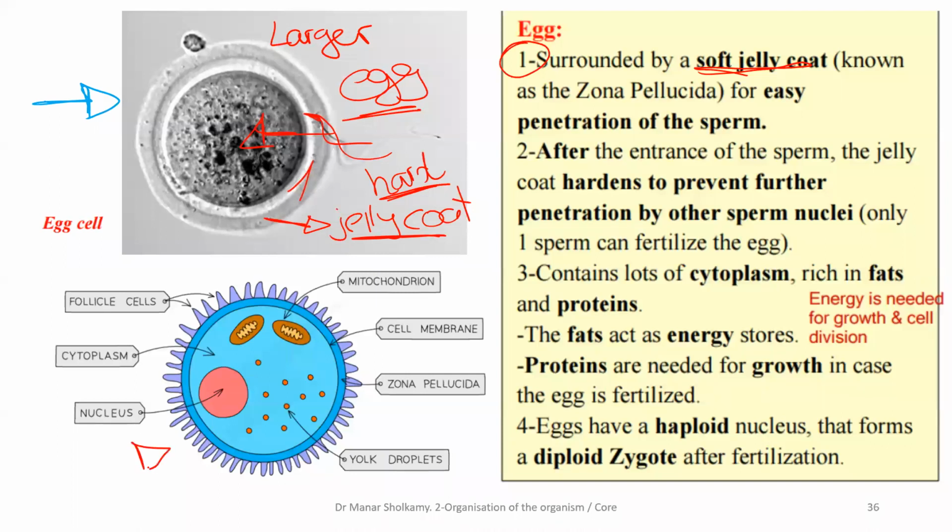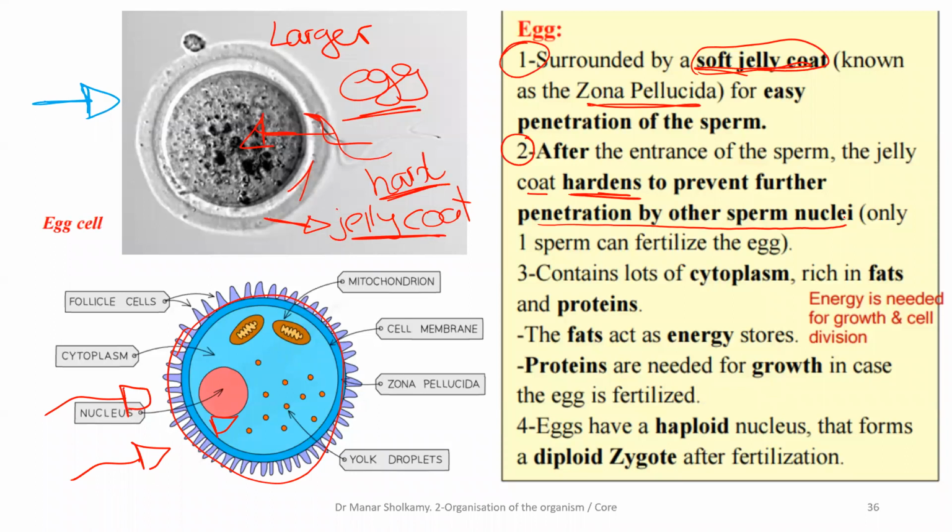So we have lots of sperm fighting over the egg. Millions of sperms. Only 1 will enter. After the first sperm enters, this jelly coating will become hard to prevent any more sperms from entering. So this is a feature only present in the egg cells. So let's read it together. The egg is surrounded by a soft jelly coating known as the zona pellucida, and it is soft so that the sperms can easily penetrate. Number 2, after the penetration of the first sperm, the jelly coat will become hard to prevent further penetration by any other sperms, because only 1 sperm can fertilize the egg.